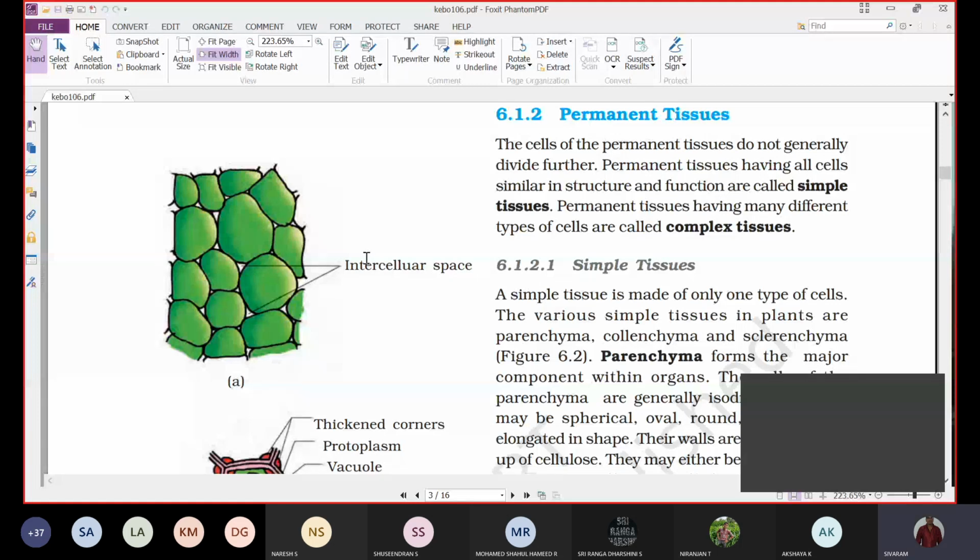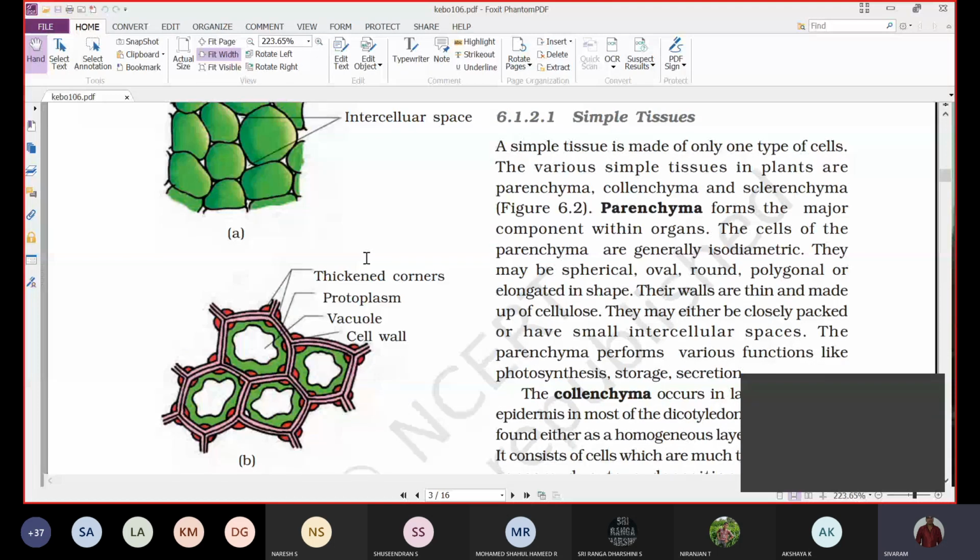And next, usually they perform different functions: they help in photosynthesis, because these are living cells, they help in storage of food material and in the secretion of certain substances. That is about parenchyma.